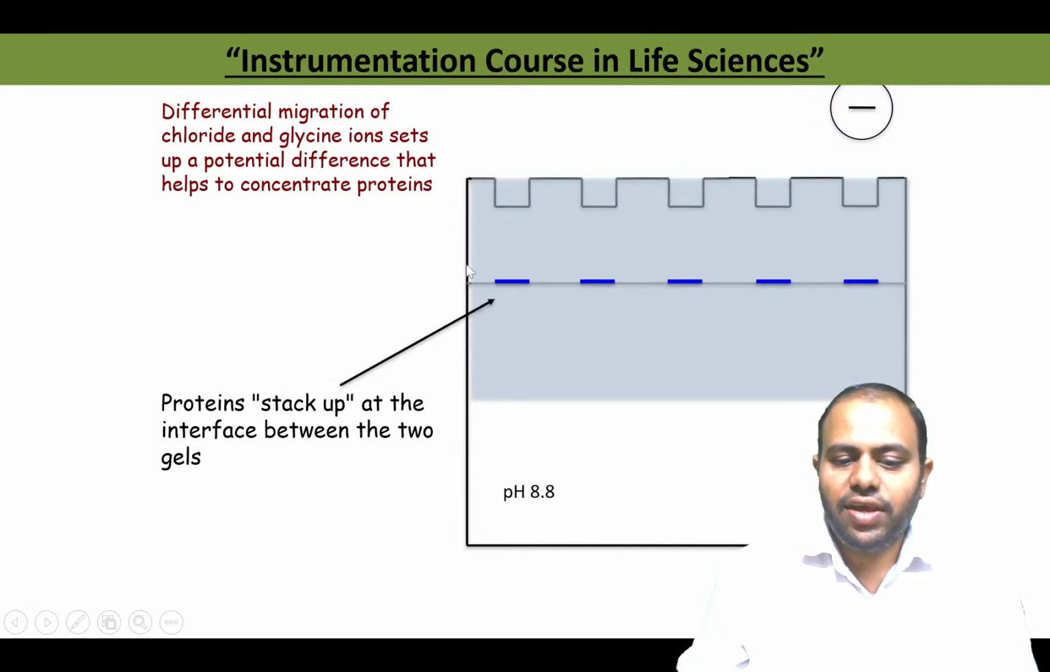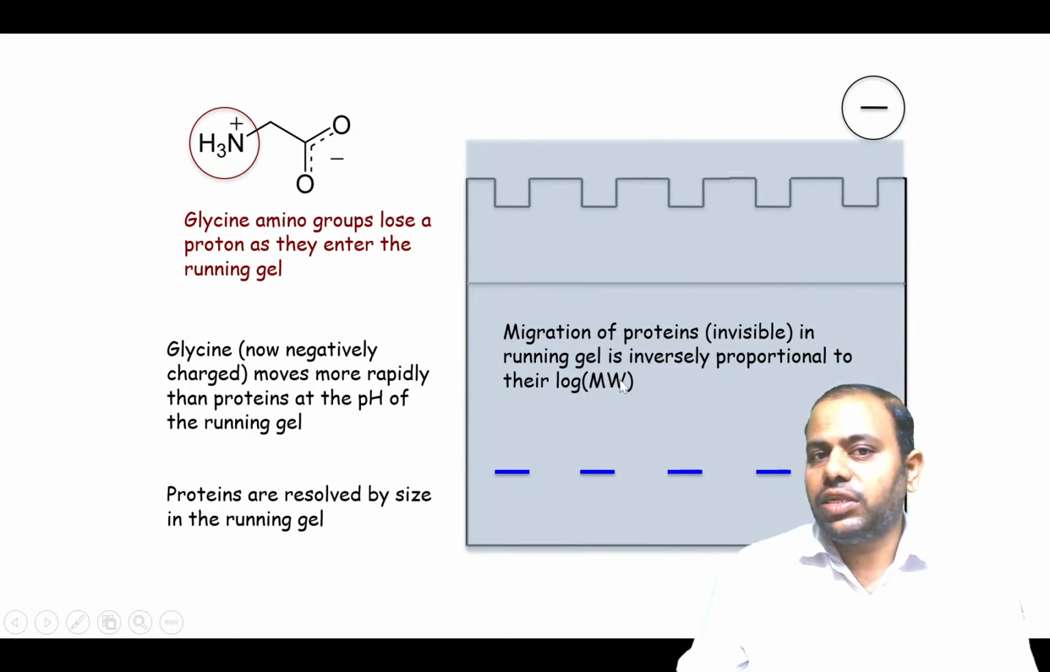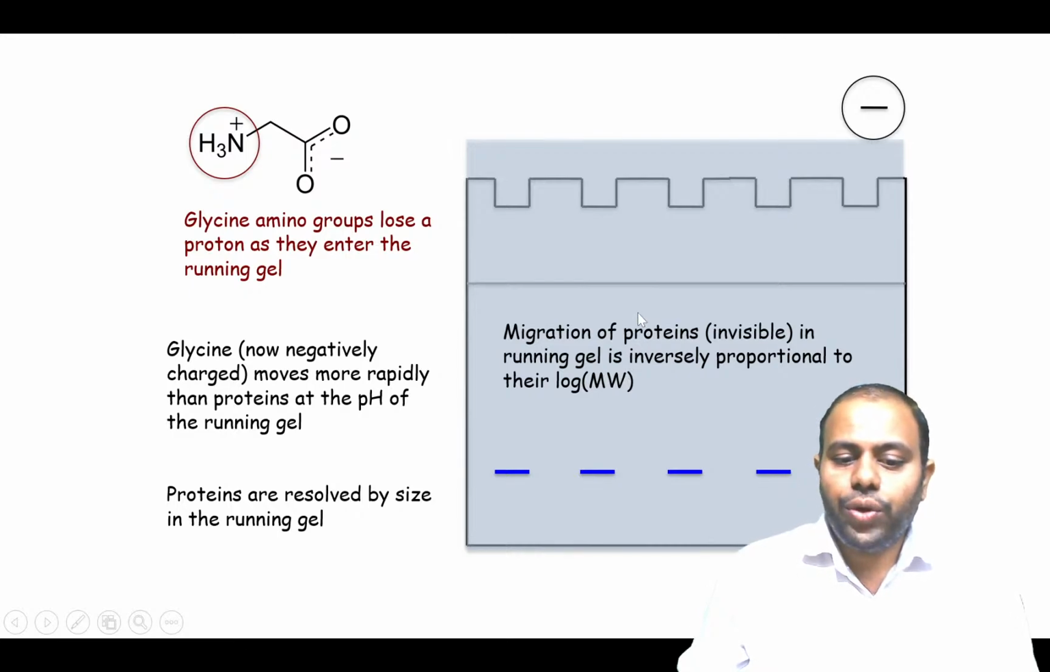Okay, so you can see protein stacked up in the stacking gel. All the proteins will be stacked up here, and when it reaches the interface of the separating gel, it will start separating. Okay, you can see the migration of protein is invisible. Why is migration of protein invisible? Because protein is not stained till now. Okay, so you cannot see the proteins, you only see the blue colored sample loading dye.